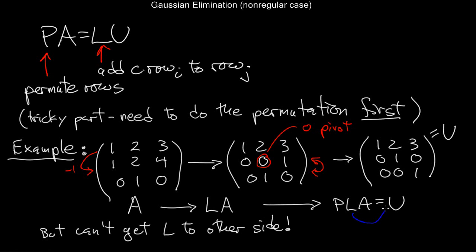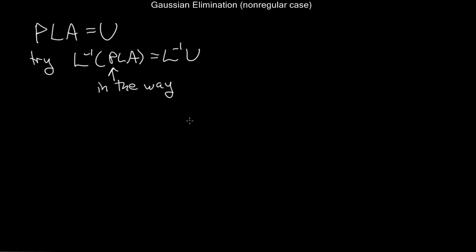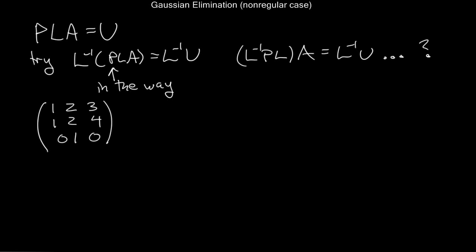So I'm trying to get this L over to the other side, but it's a little bit of a problem. I have PLA is equal to U. What I wish I could do is multiply on the left by L inverse, and that would get an L inverse onto the right-hand side. But the problem is this P is in the middle. If it wasn't for that, the L inverse and the L would cancel, and I'd have A is equal to L inverse U. But now I have this ridiculous thing here, L inverse P L times A, and so on. It's no good. You can't really fix it.